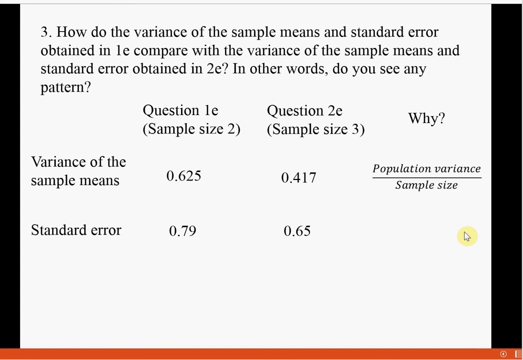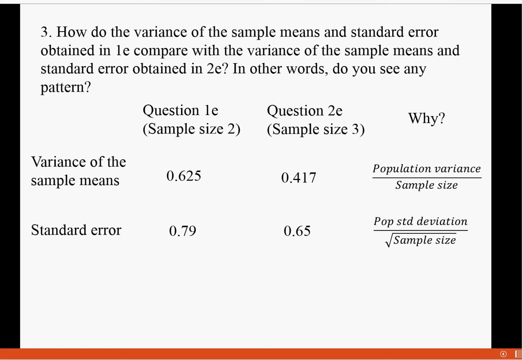That's exactly what's happening. In the same way, we know the standard error is calculated by using the population standard deviation divided by the square root of the sample size. Again, if the population standard deviation does not change, and the number at the bottom becomes larger, then the whole ratio will become smaller, and that's exactly what happened. Now, what is the variance of the sample means?